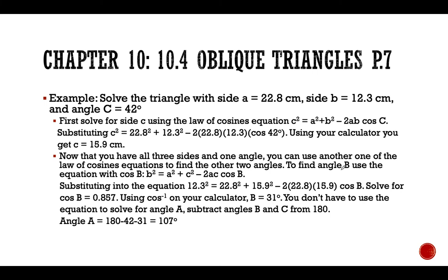Now we need to go from cosine to the angle. Remember, you're going to use cosine to the -1 on your calculator. So punching that into your calculator, you get the angle B equals 31 degrees. You don't have to use the equation to solve for A. We just need to subtract angles B and C from 180. And when we do that, we get angle A equals 107 degrees.